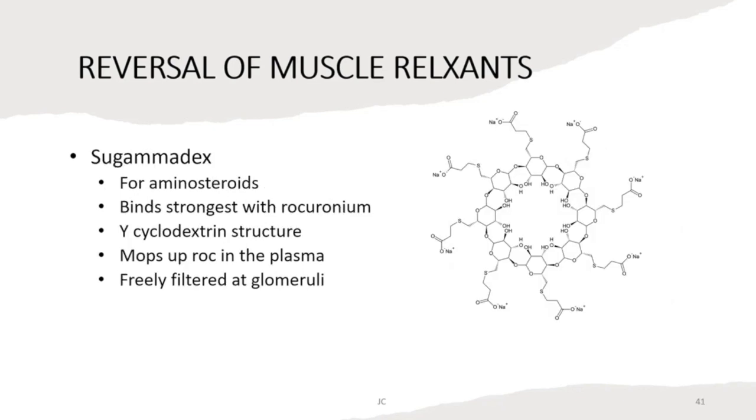Sugammadex is used for aminosteroids and typically rocuronium because it seems to bind strongest with rocuronium, and there seems to be less dissociation with rocuronium. It's got this gamma cyclodextrin structure with these sort of 8 sugar molecules coming out of it. It effectively just mops up rocuronium in the plasma, and this is freely filtered at the glomeruli.